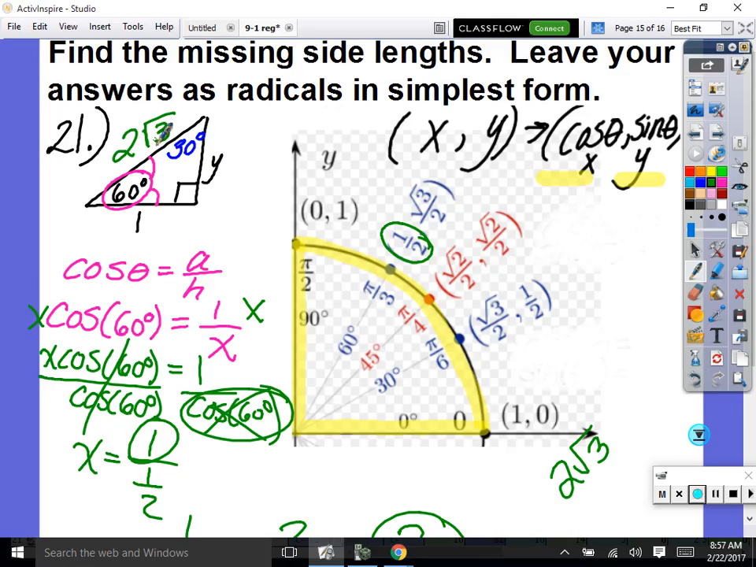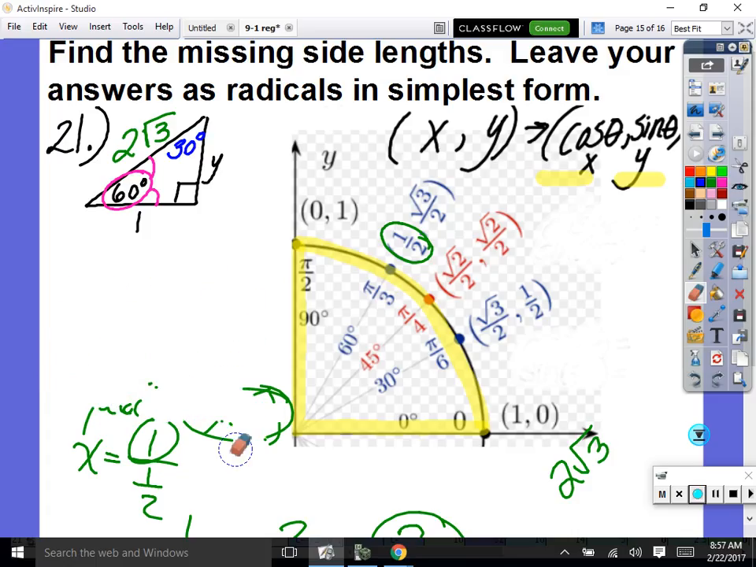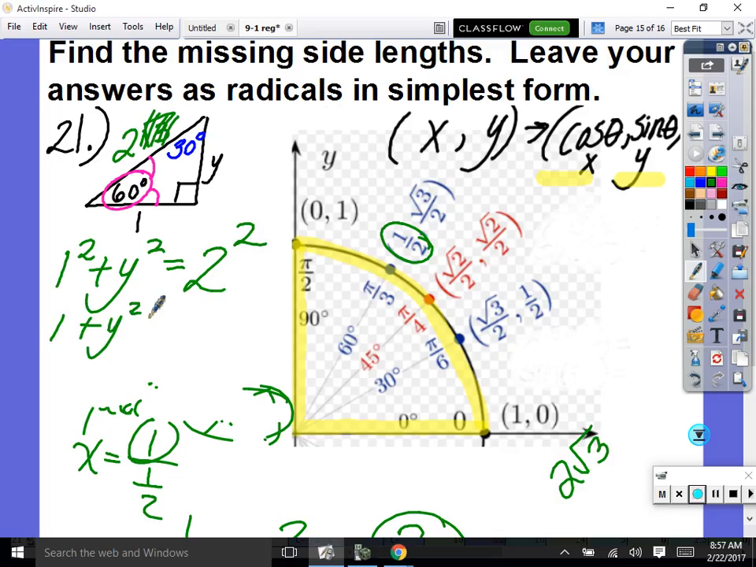So now we can find y. So we can do the Pythagorean theorem from here. I just said √3, but it wasn't √3, was it? It was just 2, right? So we have 1 squared plus y squared equals our hypotenuse, which is 2 squared. Solve for y. So that's 1 plus y squared equals 4, correct, everybody? Subtract 1. So y squared equals 3. Square root both sides. So y is equal to √3.